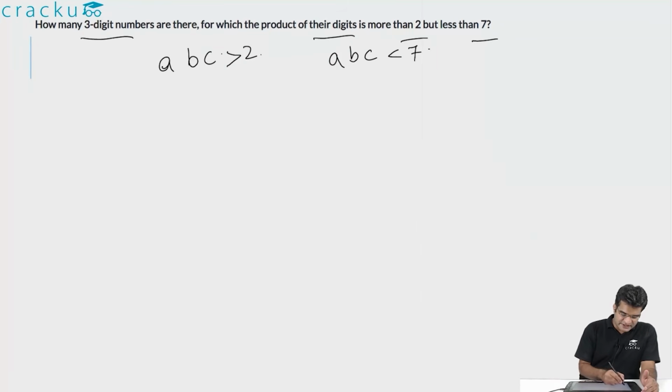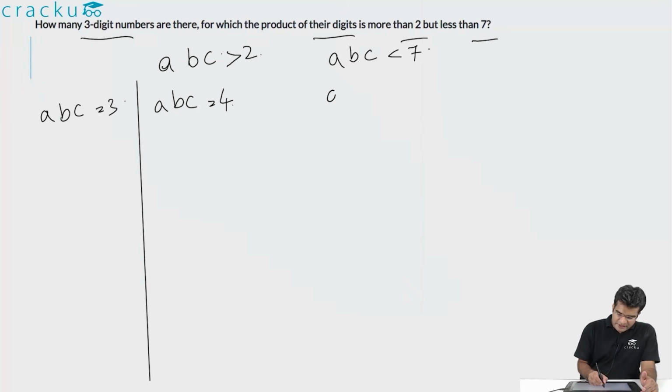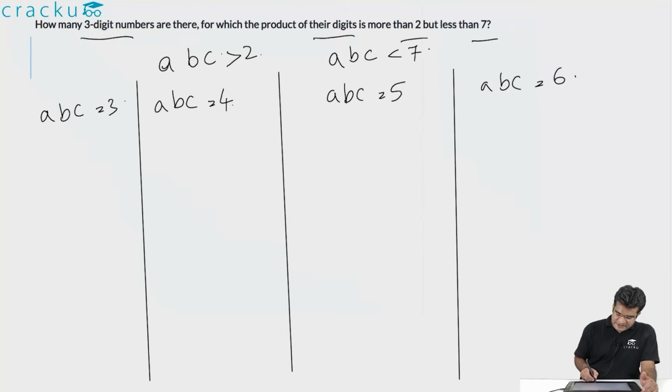So the possibilities are that A into B into C is equal to 3, or A into B into C is equal to 4, or A into B into C is equal to 5, or A into B into C is equal to 6. These are the 4 possibilities. For each one of them, let us calculate the number of numbers that are possible. If the product of 3 numbers is equal to 3, the only case in which this will happen is if the 3 digits are 1, 1 and 3 in some order.